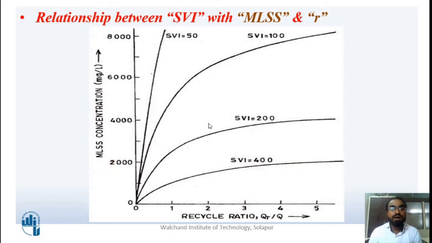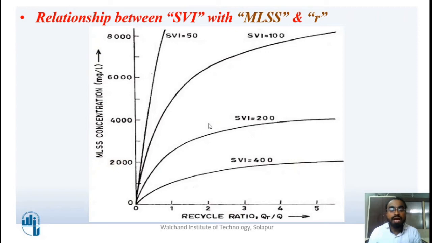Now, if I go further and compare SVI with the MLSS and my return sludge ratio, I will get this graph. On the x-axis there is the return sludge ratio or recycle ratio, that is QR divided by Q, and on the y-axis there is the MLSS concentration, or XT. You will see that if the MLSS concentration is much lesser, then my SVI value is decreasing with respect to the recycle ratio.